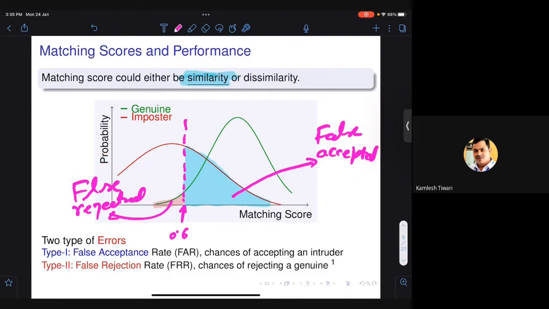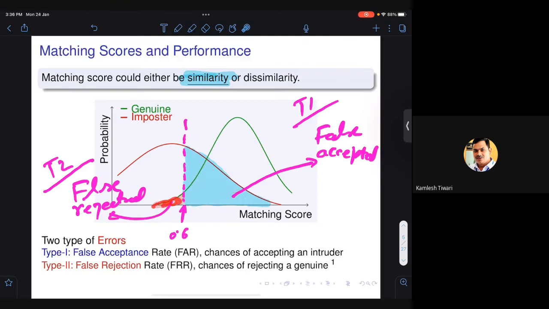Technically they have names. False acceptance is called the type 1 error, and this is called the type 2 error. If I ask you which particular error is more dangerous for us, you would tell me, sir, type 1 is more dangerous because they are the wrong people getting access to the system. We don't know what they are going to do. They can destroy the system. So this is the most problematic thing.